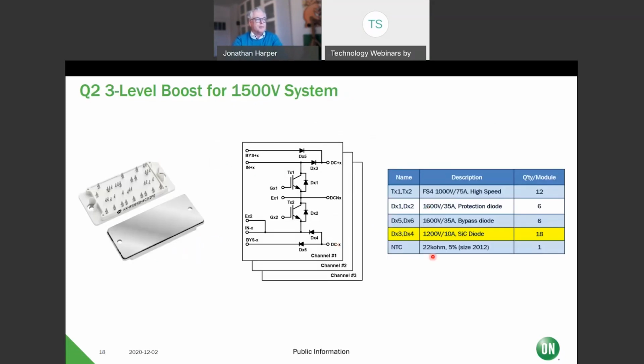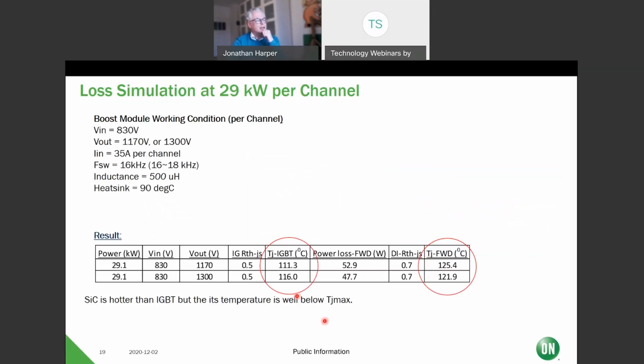So let's have a look at what we do. We have a product for a 3-level boost, 1500 volt system, and we use 10 amp SiC diodes in parallel, right? So we have 18. There are obviously 6 stages here, so there's 3 of these in parallel, and that has a good effect on slightly reducing the RTH, and it's a common technique we use. If we look at this, the benefit of using the SiC is not necessarily on the SiC, if you remember. Using the SiC reduces the temperature of the IGBT.